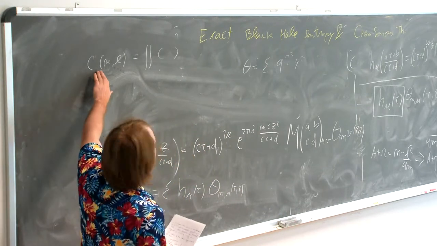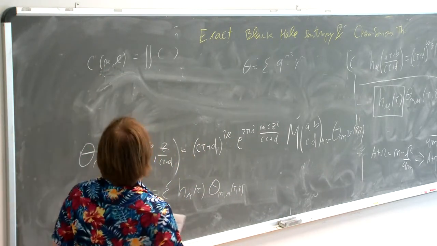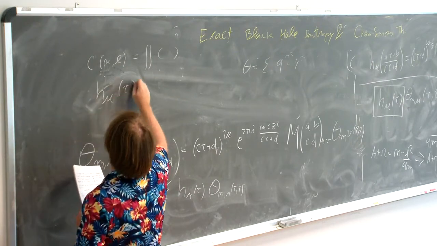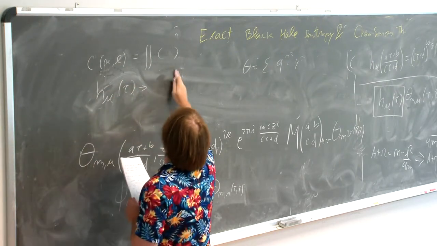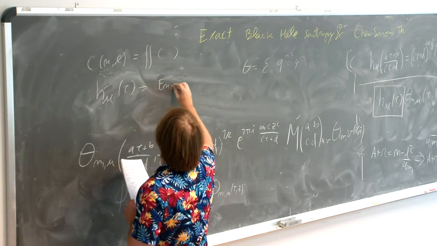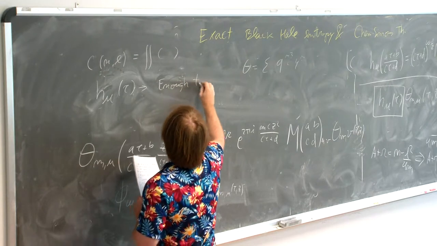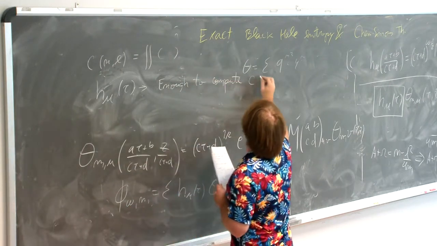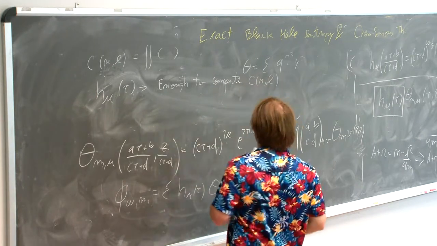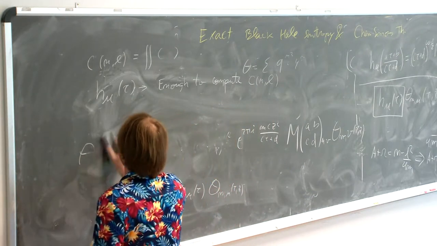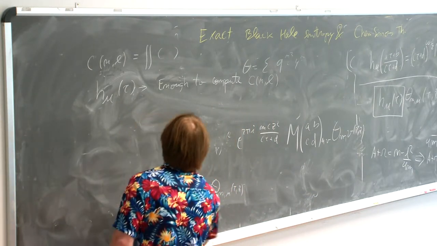And all the information of CNL can be recovered from the h mu. So roughly speaking, the h mu tau is enough to compute CN and L. You can just do it as an exercise. It's very easy.